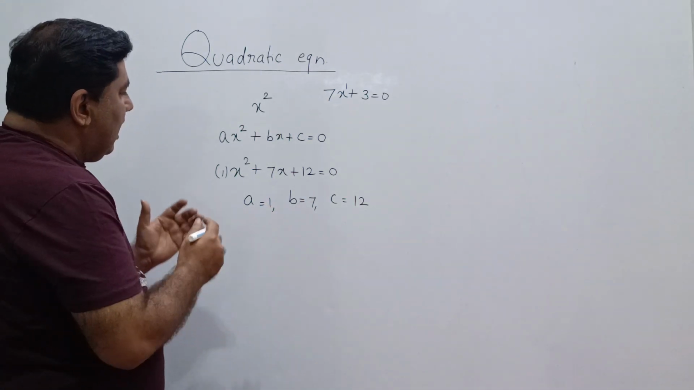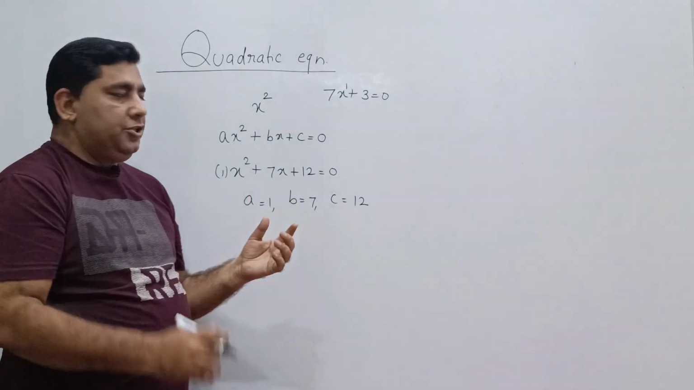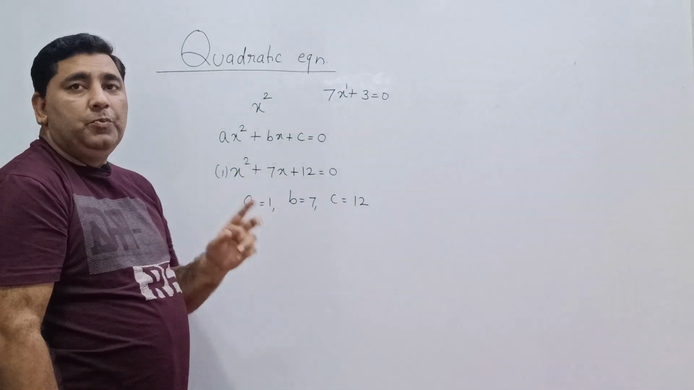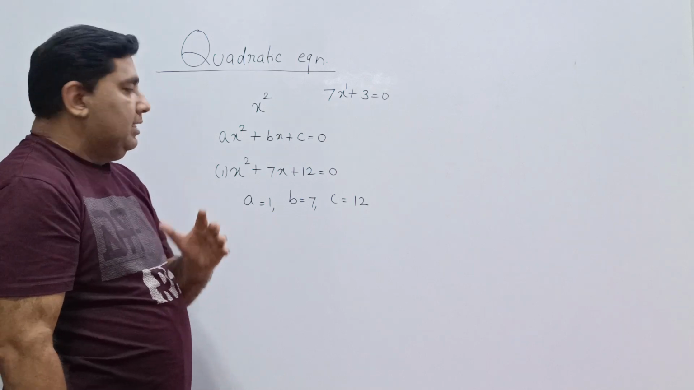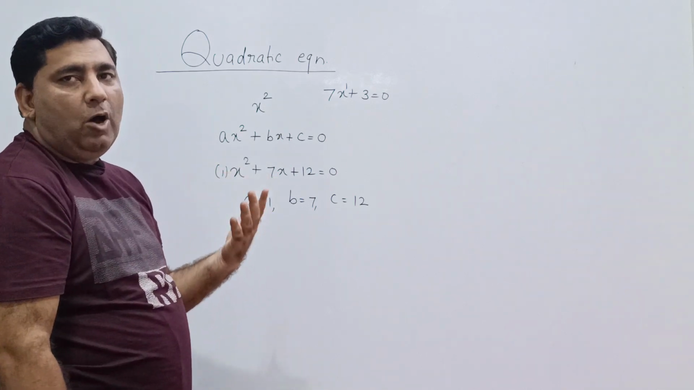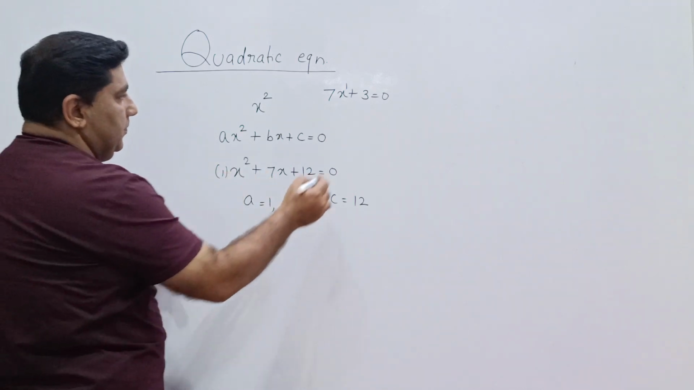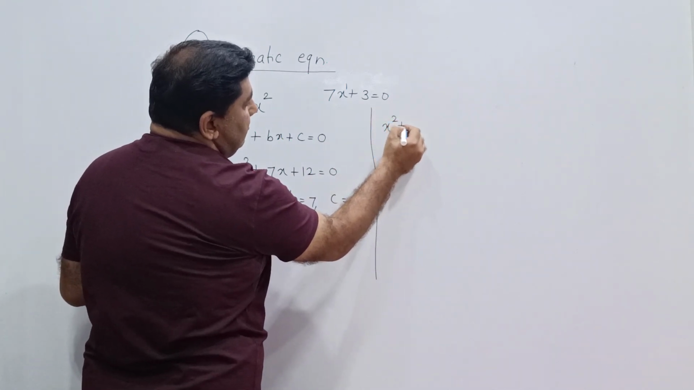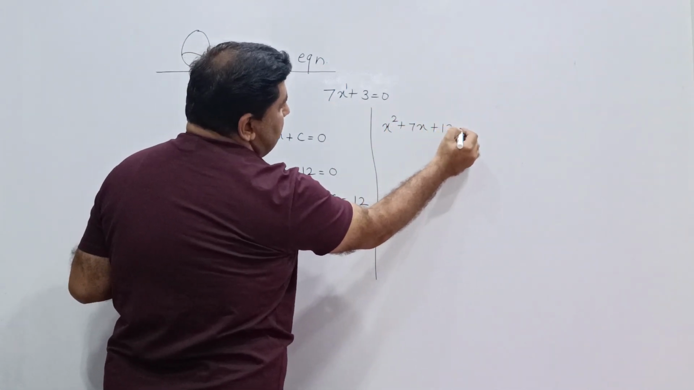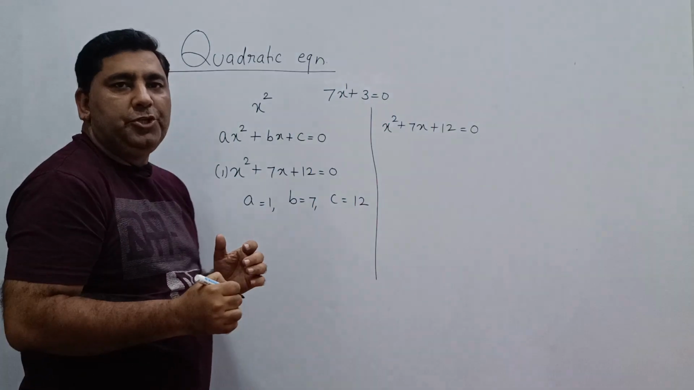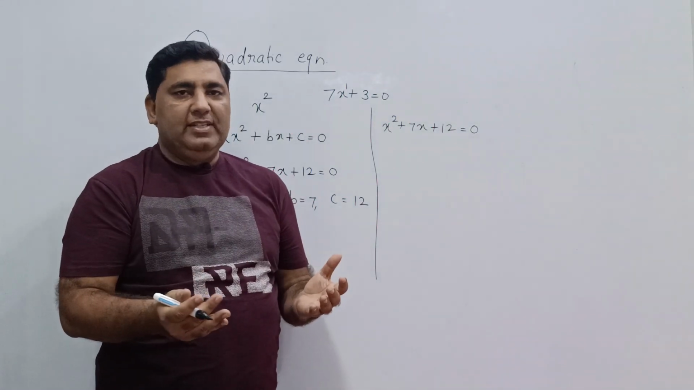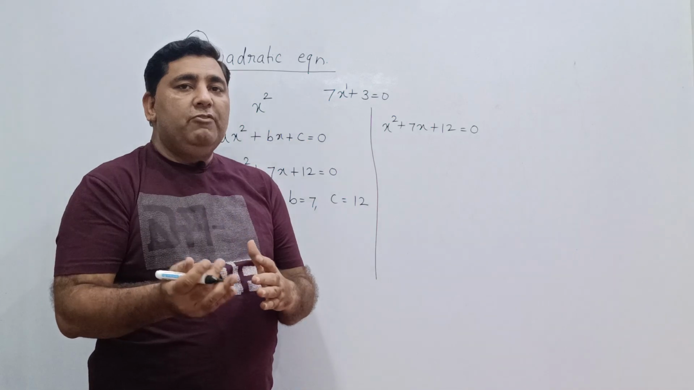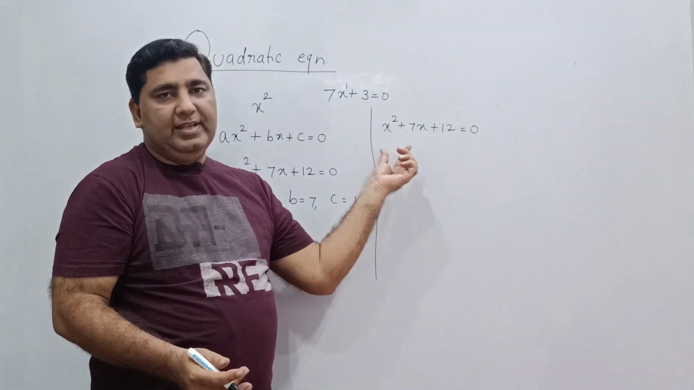Okay. Now how to solve this equation? If this is having power 2, it will have two zeros. Now we come to the next point, how we will solve this equation. Suppose we are having the same question, x square plus 7x plus 12 equals to 0, and we have to solve this equation. Meaning of solving is find out the value of x.